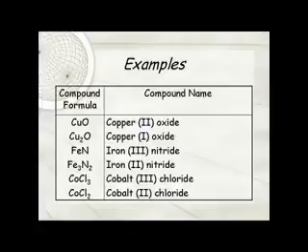Again, the key to these is to look at the anion, because the anion charge will always be consistent. Once you know the anion charge, you can then figure out what the charge on the cation or the positive ion is from that.